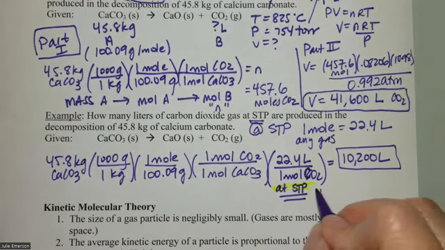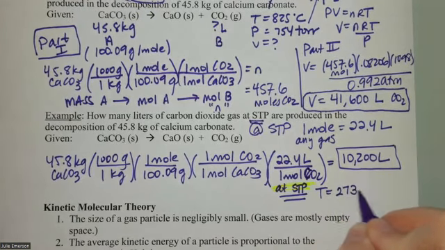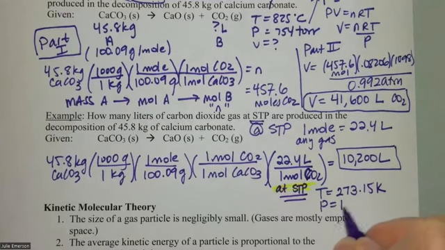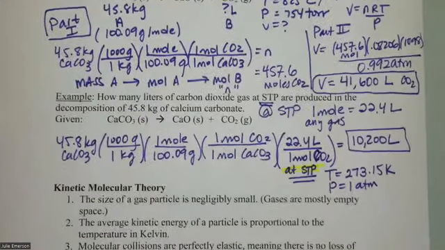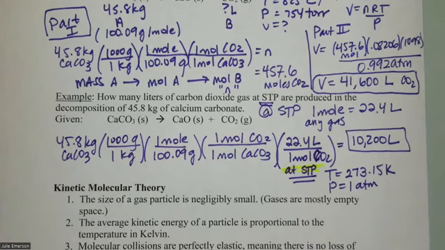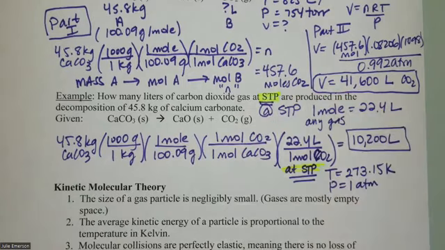If you're at STP, that just means your temperature is 273 or 273.15 Kelvin, and your pressure is 1.0000 atm, right? It's a perfect one. It won't limit your sig figs. So it's up to you. But if you do see STP, you can use this shortcut. But you have to be told that you're under conditions of STP.